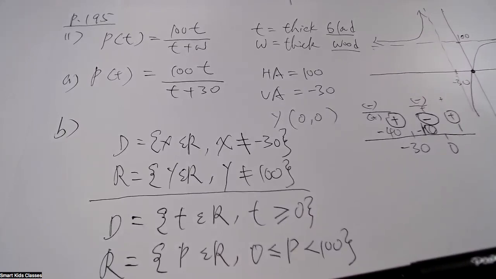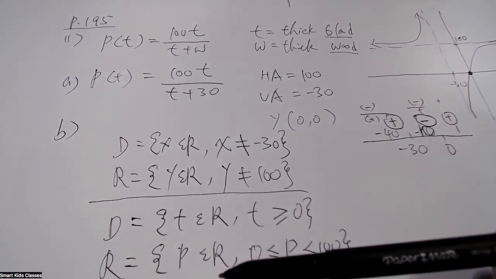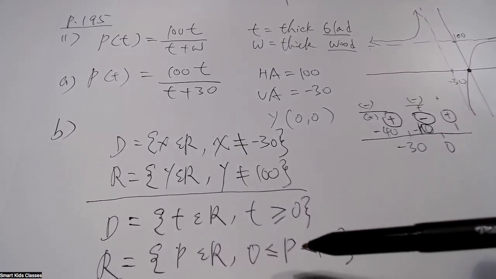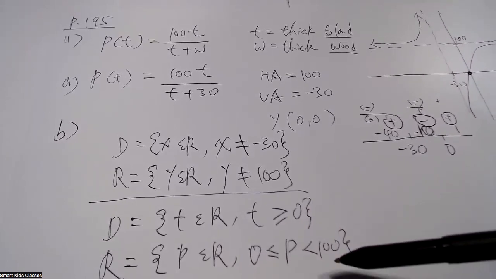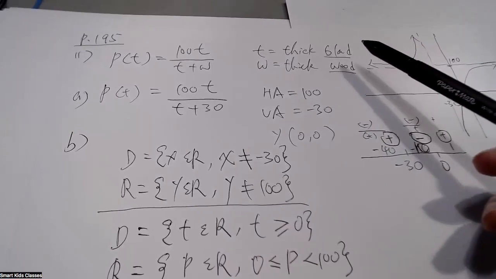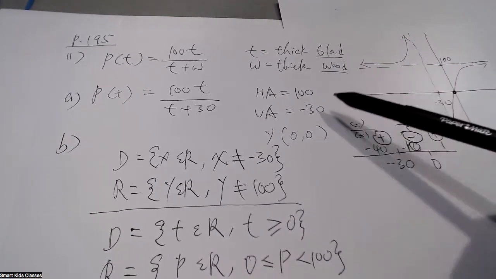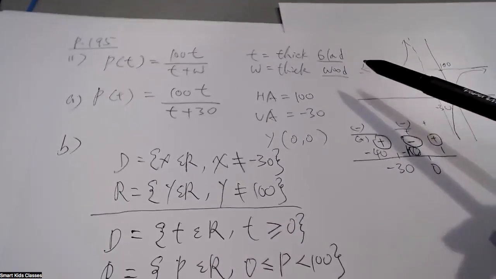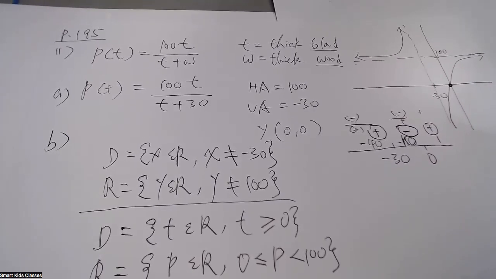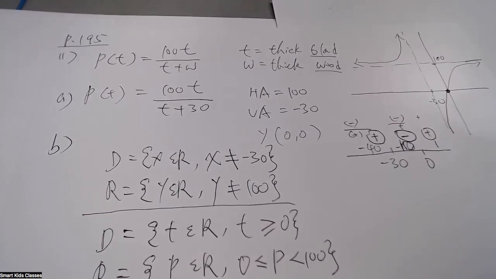Now, how about the range? For P of T, it is an element of real numbers, it has to be larger than 0 and less than 100. So you cannot make P of T smaller than 0, because the blade always extends to cut the wood. That's how we explain it. Let's move on to question 12.